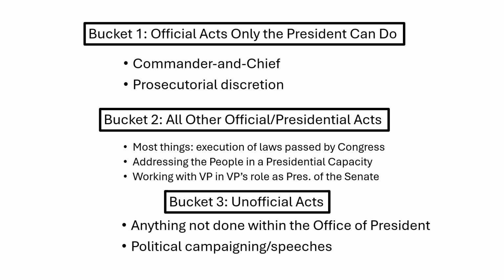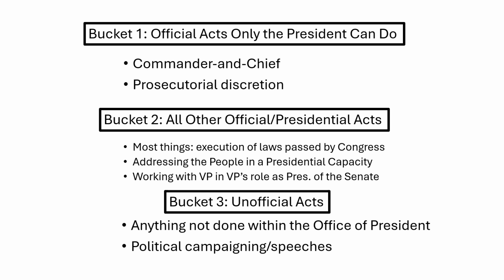But yeah, so after bucket 1, we have bucket 2. And bucket 2 is going to be most things that the president does while acting as president. So like acting pursuant to congressional authority, that's not exclusive authority of the president. It's like when Congress delegates authority to the president to make certain decisions and things like that. Generally speaking, things like that are probably going to fall into bucket 2. And a reminder, bucket 2 is going to have that rebuttable presumption of immunity.